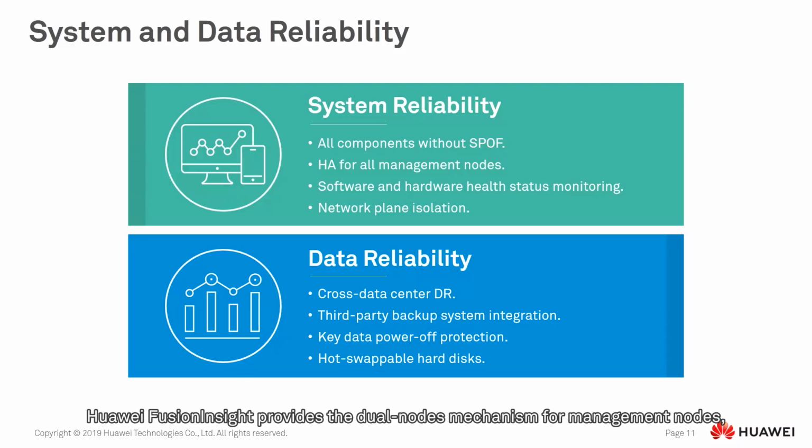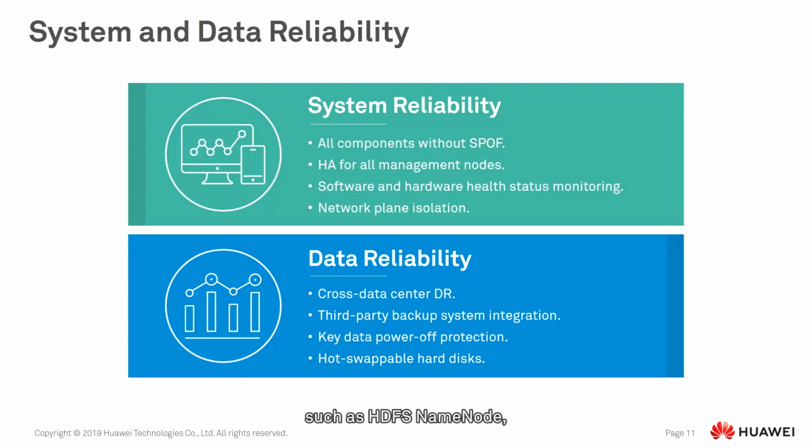Huawei Fusion Insight provides the dual-node mechanism for management nodes, such as HDFS name node, Hive server, HBase HMaster, Yarn resource manager. The management nodes work in active, standby, or load-sharing mode, preventing impact of SPOFs on system reliability. If the active node fails, the standby node will immediately take over the job.